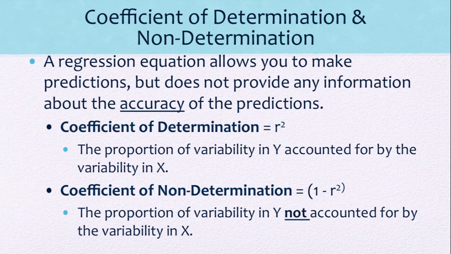And so, for example, if the relationship between two variables was 0.80, then r squared would be 0.64, and 1 minus r squared would be equal to 0.36, meaning that 64% of the variability for the y-scores is predicted or accounted for by the relationship with x. And the remaining 36%, that is the unpredicted variability.